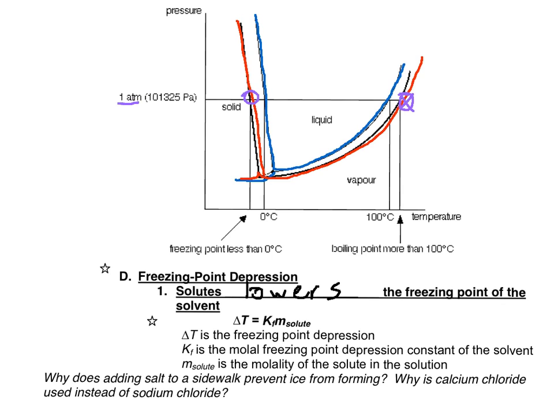In the case of boiling point elevation, freezing point, which freezing point and melting point are the same thing, freezing point depression. This is true for all solvents. When you put a non-volatile solute into them, the phase diagram will change in the same way.